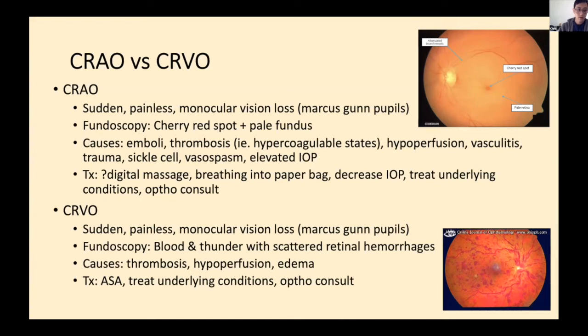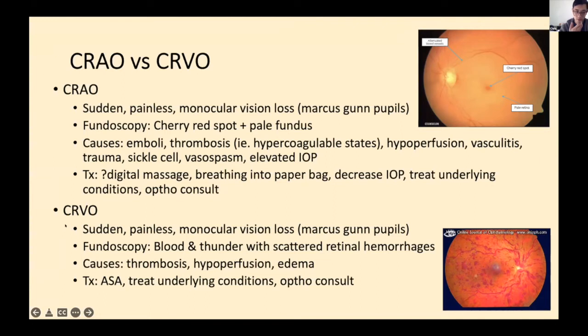Treatment, you can consider digital massage to help break up the occlusion. Breathing into a paper bag can supposedly cause vasodilation. If there's any concern for increased intraocular pressure, you want to treat that. And then you want to treat any underlying conditions. Patients will often have the same risk factors they have for other vascular diseases. And you want to make sure you emergently consult ophthalmology.